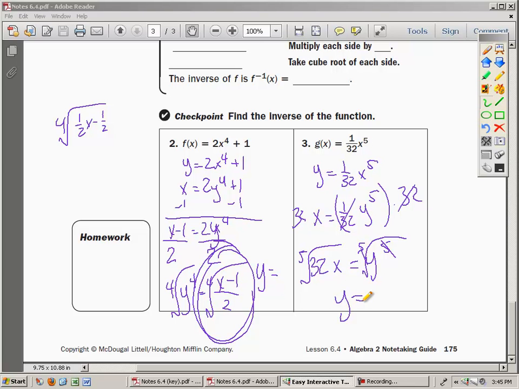And so I get y equals the fifth root of 32 times x. Well, as you know, the fifth root of 32 is 2. So I can take the fifth root of 32, and this leaves me the fifth root of x. And so the inverse of the function 1/32 x to the fifth is 2 times the fifth root of x.